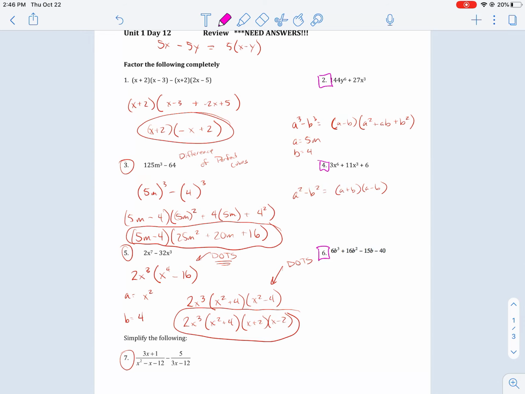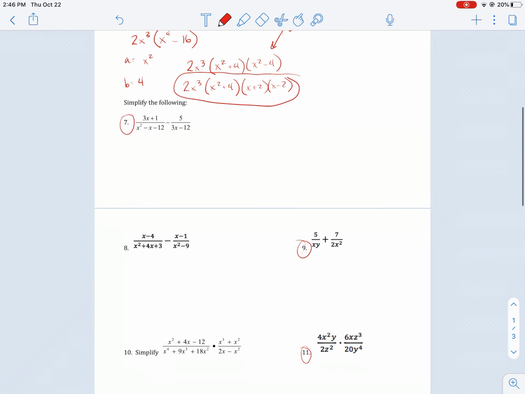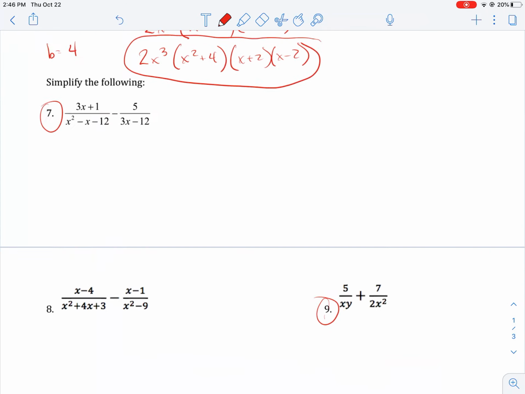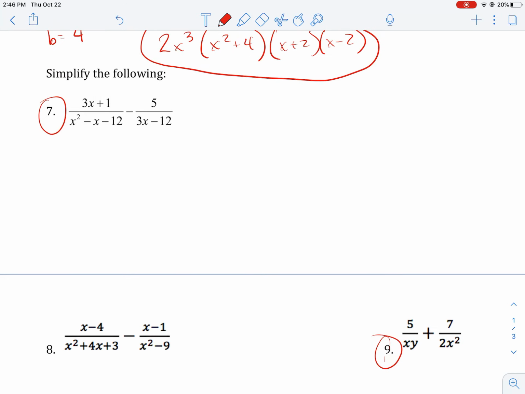Let's move down to number 7. Number 7 here, we are subtracting two rational expressions, which means in order to do so, we've got to come up with a common denominator. The first thing you want to do is you want to kind of simplify these denominators where you can. All right, so I see this guy right here. I know this can be factored to an x plus 3, x minus 4. 3 times negative 4 gives me a negative 12. I add those two together, I get a negative 1, and so those are going to be the factors of x squared minus x minus 12.